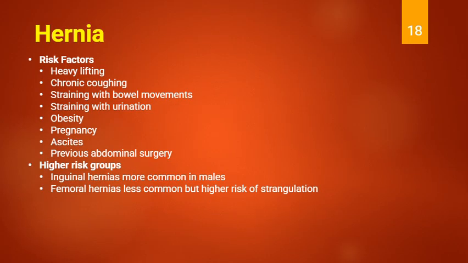Several factors increase the risk of developing a hernia. Most of these factors involve increased intra-abdominal pressure or weakening of the abdominal wall. Common risk factors include heavy lifting, chronic coughing, straining during bowel movements or urination, obesity, pregnancy, ascites, and prior abdominal surgery. These conditions increase pressure within the abdomen and may gradually weaken the supporting muscles. Inguinal hernias occur more frequently in males, partly due to anatomical differences in the inguinal canal. Femoral hernias are less common but are considered more dangerous because they have a higher risk of becoming strangulated.